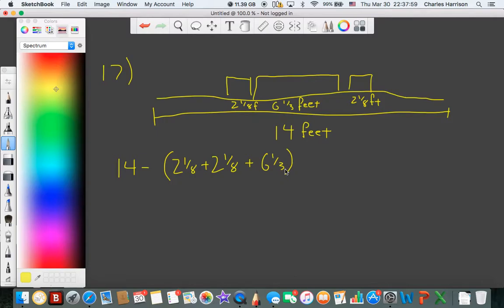So here we go. Let's add these together. So since we're adding these together, we can have 2 plus 2, that's 4, plus 6 is 10. So there's 10. Then we have 1/8 plus 1/8 plus 1/3. Well, that turns into 2/8 plus 1/3. Right? We still have that 10 over here. And then let's see here. We need a little bit more room, I think.